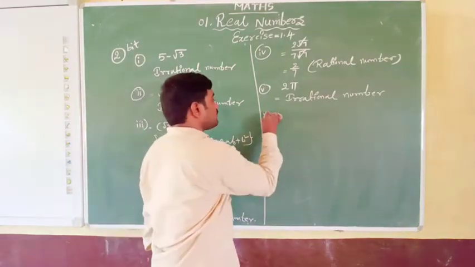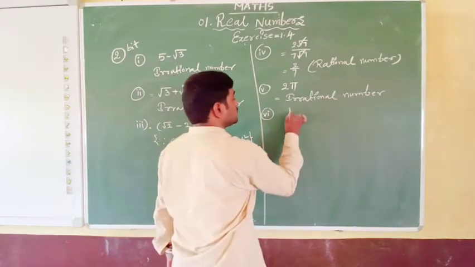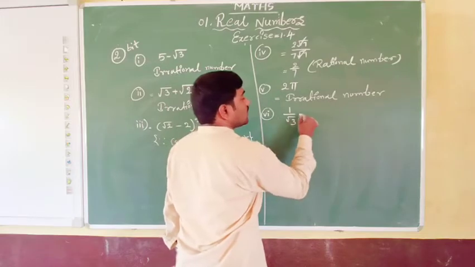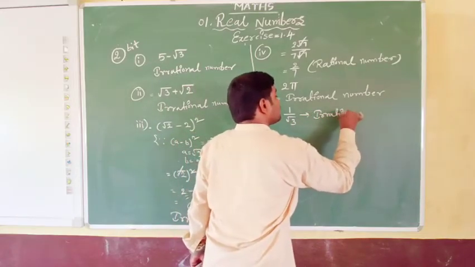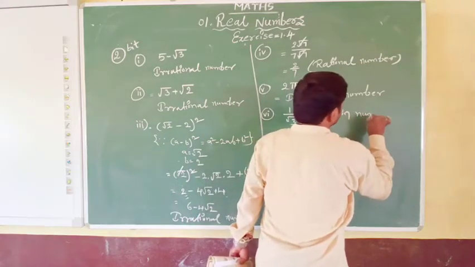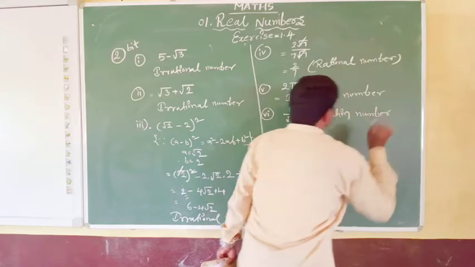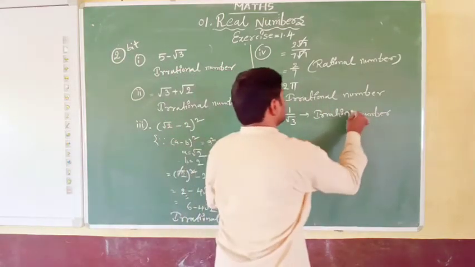Then the sixth one, 1 by root 3. Yes, here also it is called an irrational number. The quotient of one irrational number is always an irrational number.